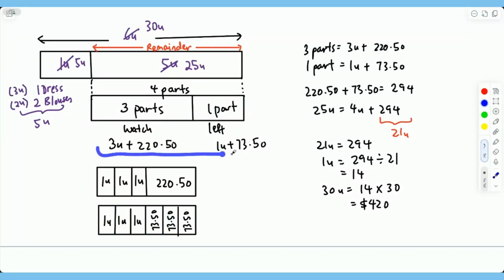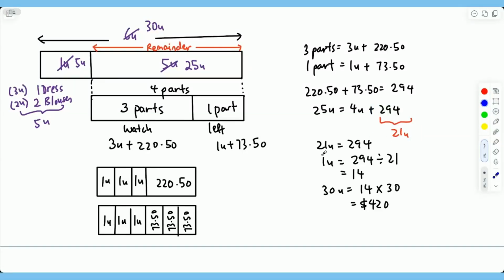Now the total here is 4 parts. So we have 4 parts here. And 4 parts will be 4 units plus 220.50 plus 73.50. And that gives us 294. So the 25 units here will be 4 units plus 294. That makes 294 21 units.